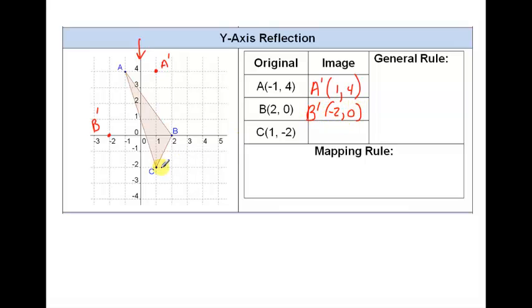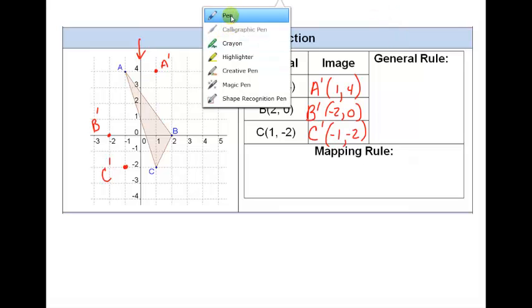And let's finish it off with C prime. C is just on the other side of the y-axis right here, 1 unit away there. So our coordinates for C prime are -1, -2. All right, well, I'm grabbing the line tool. I want you to look for your pattern.